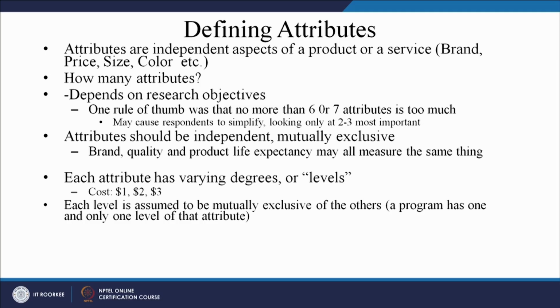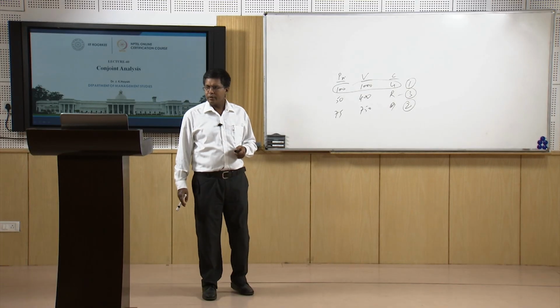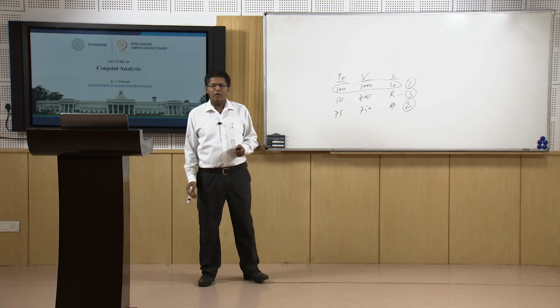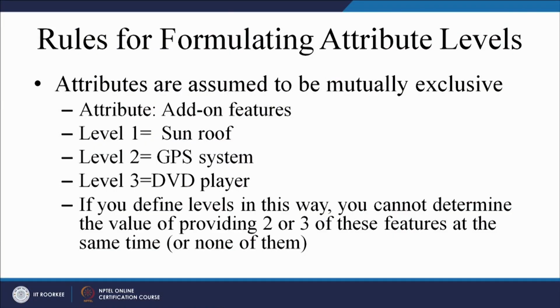Each attribute has varying degrees or levels. So, let us say in terms of price, $1, $2, $3, or color, green, black, blue for example, are the 3 different levels. Each level is assumed to be mutually exclusive again, so that a program has only one level of that attribute. So, attributes are assumed to be mutually exclusive.